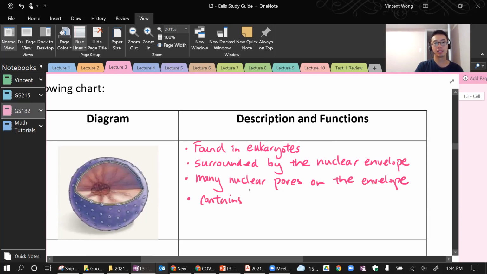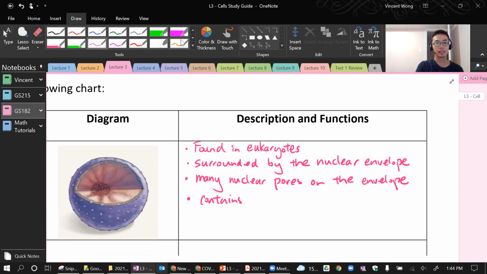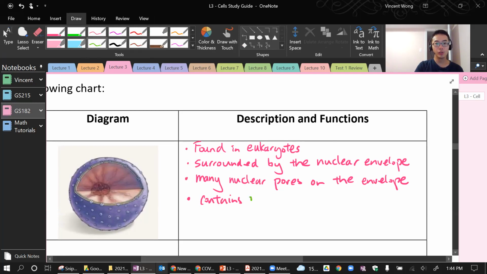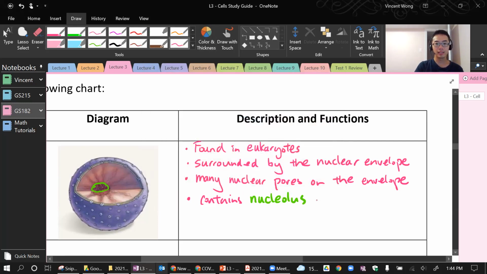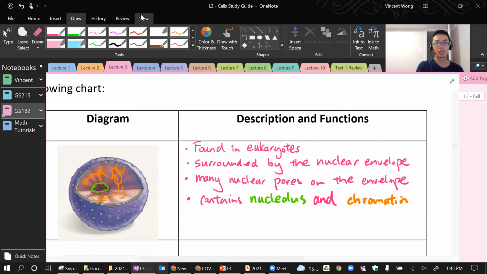Contains nucleolus, which is this thing here in the center. So the whole thing is nucleus, and in the middle of the nucleus is the nucleolus. And also, I have to find my color back, sorry. And chromatin. So that's all these stuff here. Right, so a lot to unpack there.